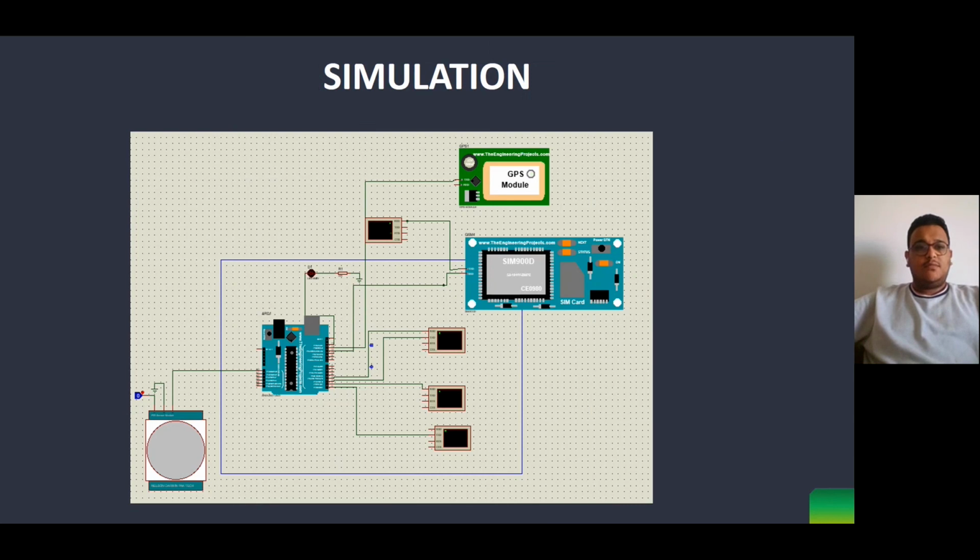And this is my simulation part. I connect all my sensors to my Arduino.